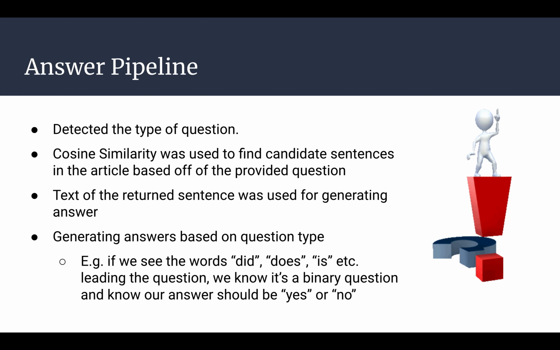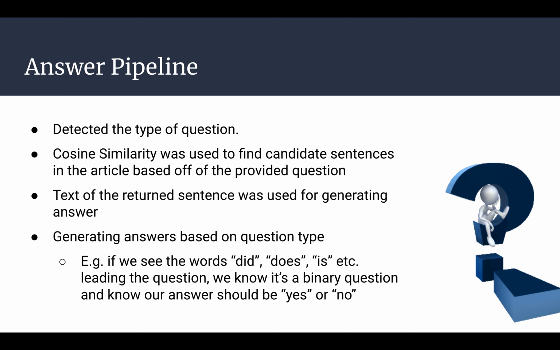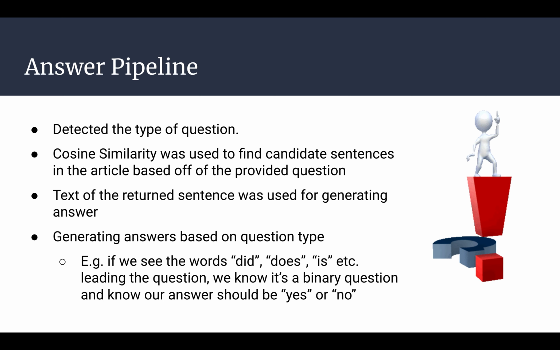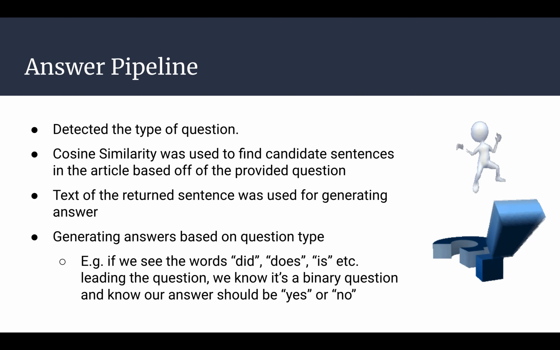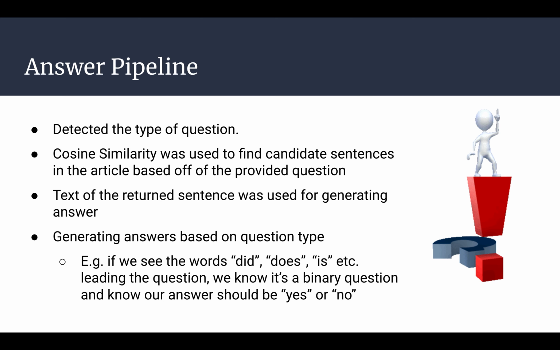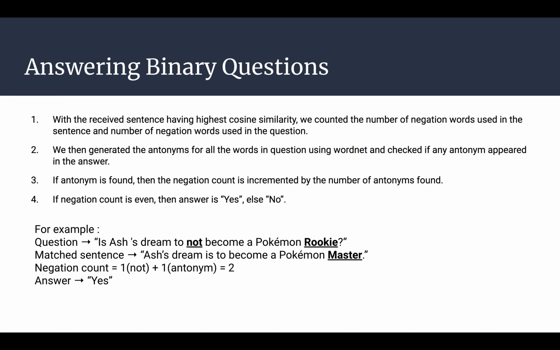For the answer pipeline, we detect the type of question, use cosine similarity across the Wikipedia file to find a candidate sentence that matches the question, use the text of the returned sentence for generating our answer, and then generate answers specifically based on the question type. For detecting question type, we essentially look through the question string to see whether a WH word exists or not. If it does not exist, we assume it's binary.